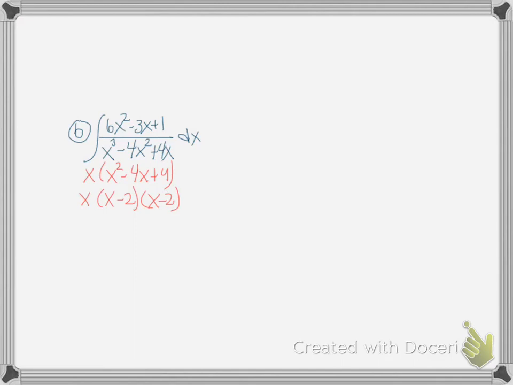And you're 100% correct. And here's where it gets interesting, because you're thinking, all right, I'm going to have an A, a B, and a C. I have 3 factors. And you are exactly correct. You are going to have an A, B, and a C. And you're going to have A over x, and you're going to have B over x minus 2.